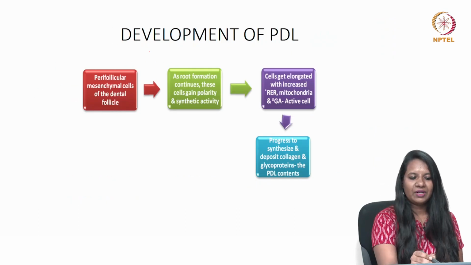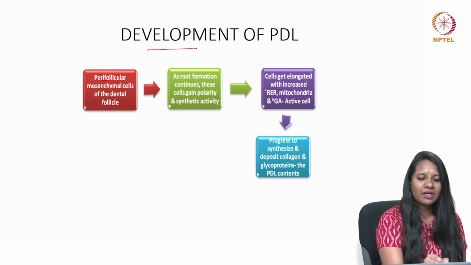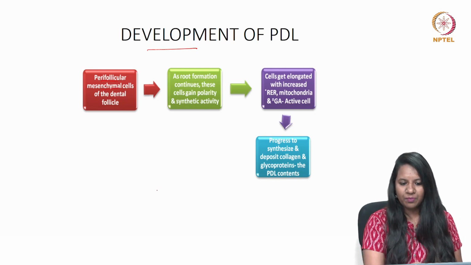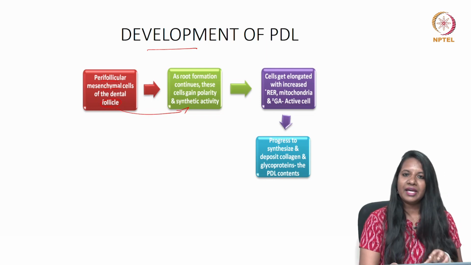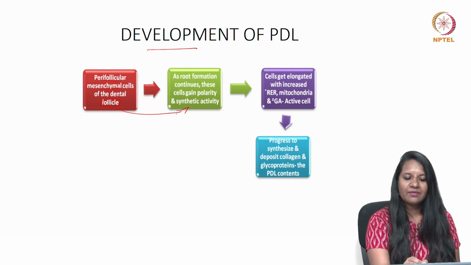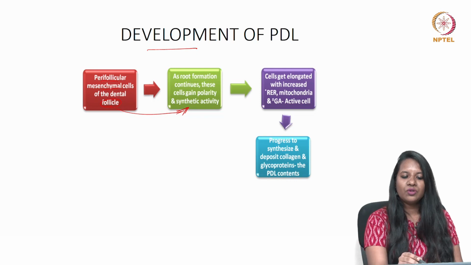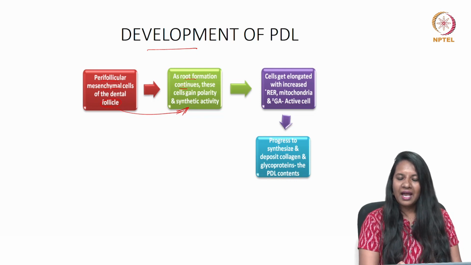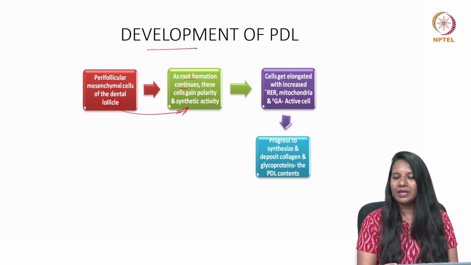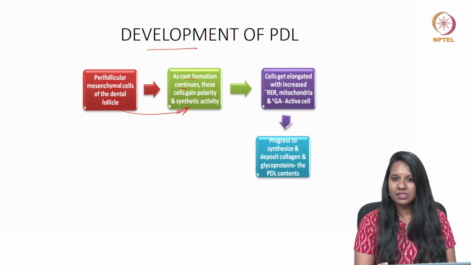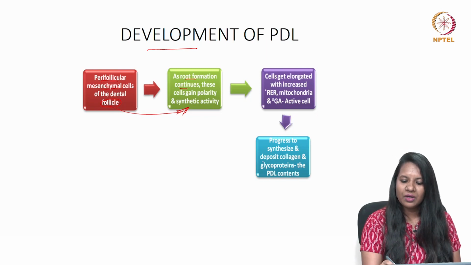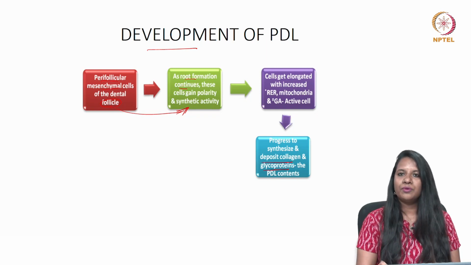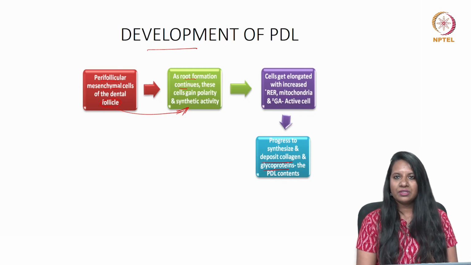So, how do they develop? The perifollicular mesenchymal cells of the dental follicle will have synthetic activity. They gain polarity and they will start synthesizing as the root formation continues, and the cells get elongated with more amount of organelles and they will become active cells. From polarized cells they will become active cells, which later deposit collagen and glycoproteins, which are the contents of the periodontal ligament.